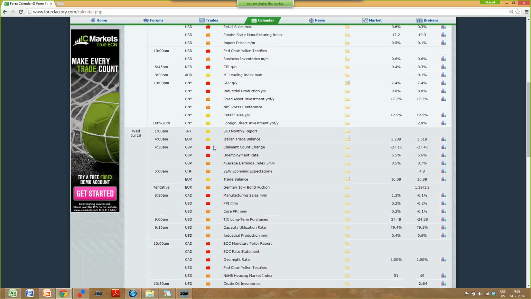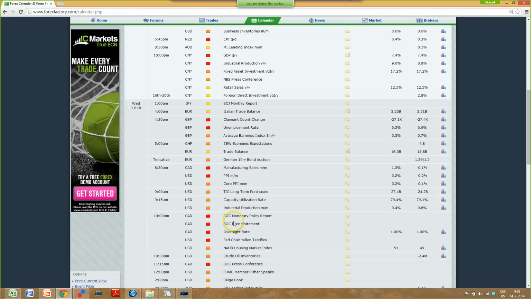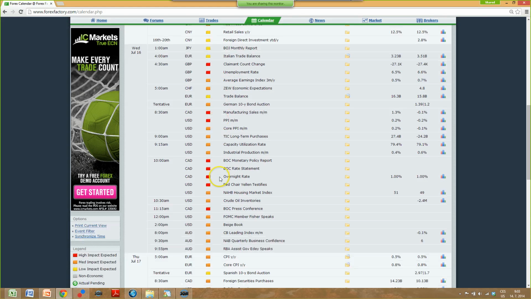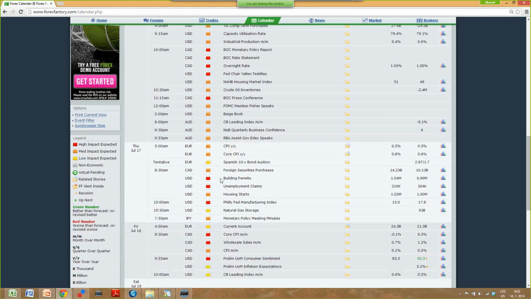On Tuesday, Wednesday, some scattered high impact. Be careful of the Bank of Canada rate statement, but also the unemployment rate of the pound are biggies. And otherwise, just normal red tagged and orange and medium and lower tagged events.